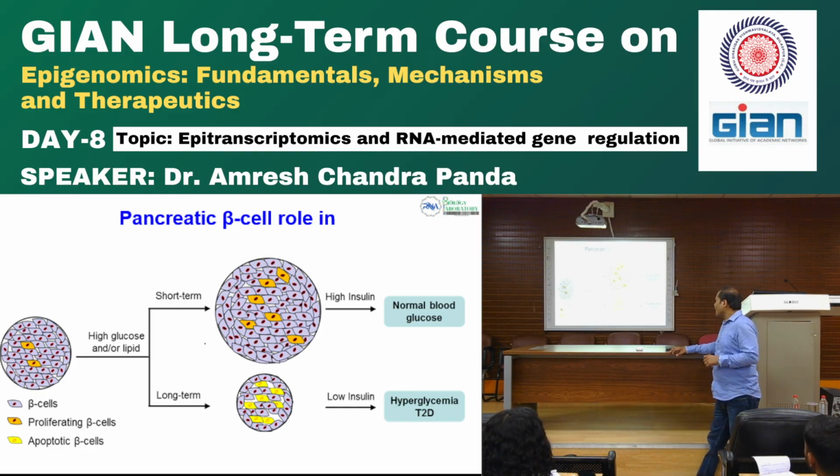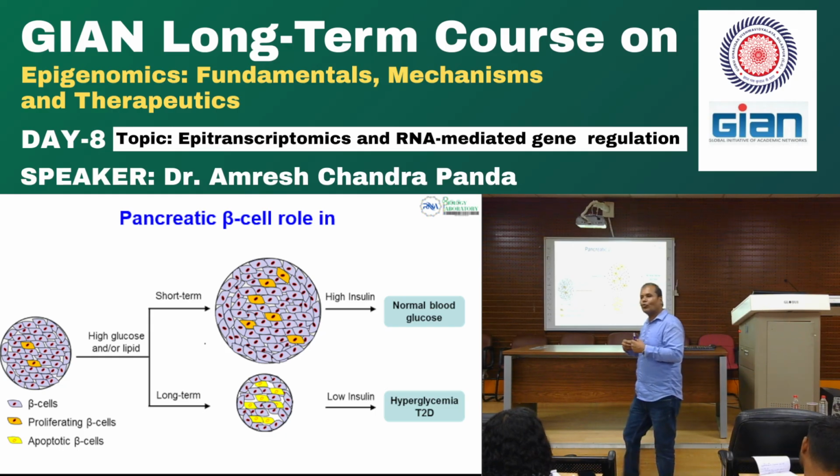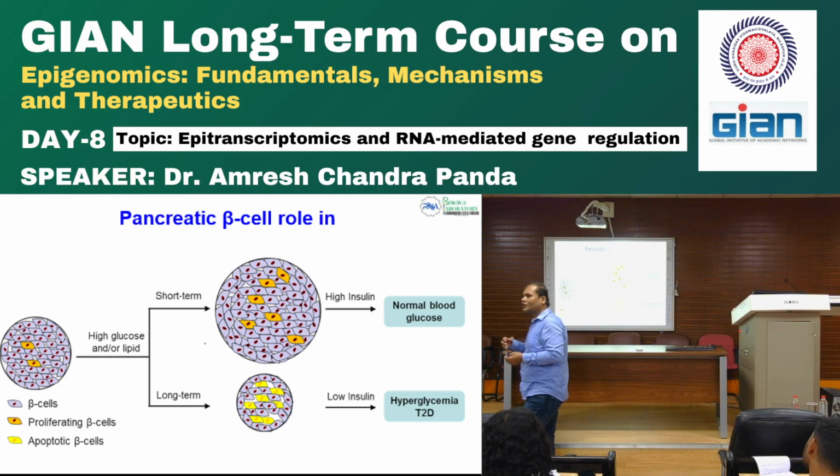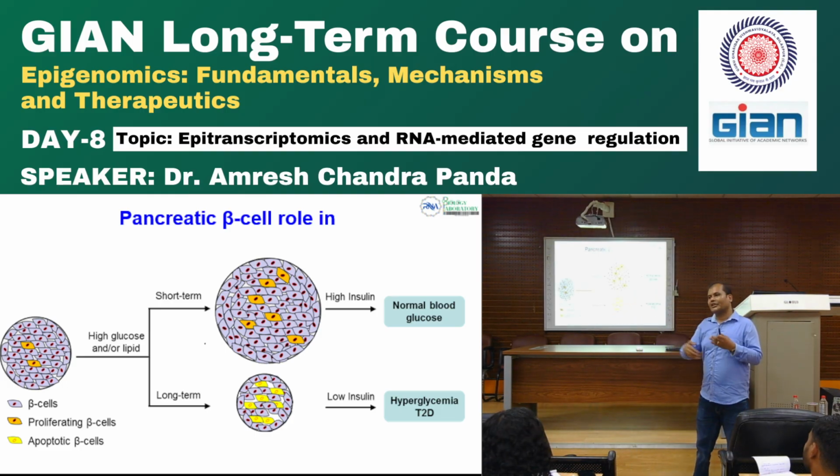Okay, and as I said, like you have high glucose or high lipid for a very long period of time, that will induce in the first, like in the short term, you will have more beta cells, more insulin secretion, and then when the glucose level goes down, beta cells also think okay everything is normal now, I can rest. Okay, but if it happens for a very long time, so then the beta cell will go into apoptosis, because every cell has a lifetime and how much they can work.